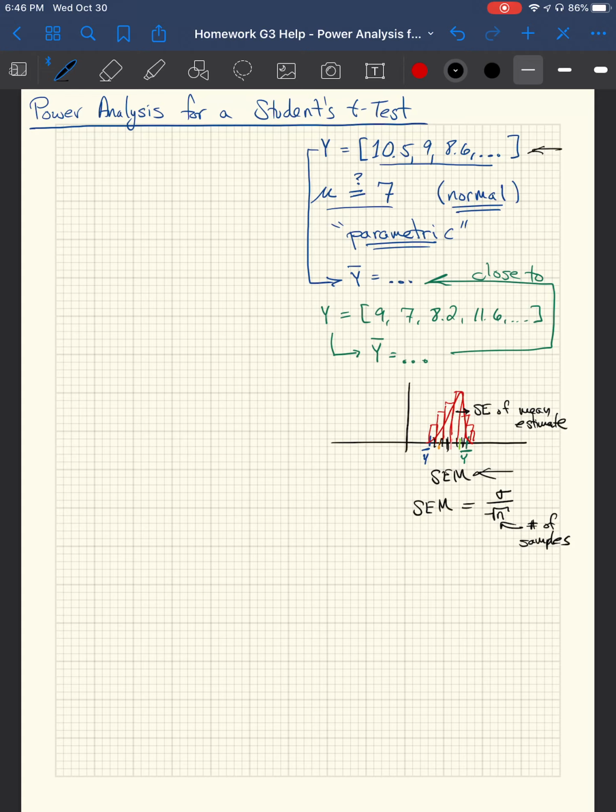And so as I take more and more samples, the standard deviation itself doesn't change, but I get more and more confidence that my standard error is hopefully going to converge to the actual mean of the distribution. It's hopefully going to collapse around the actual mean of the distribution.